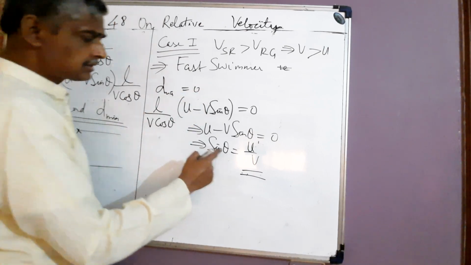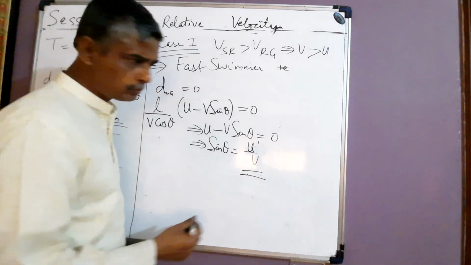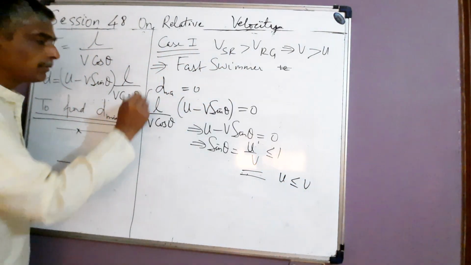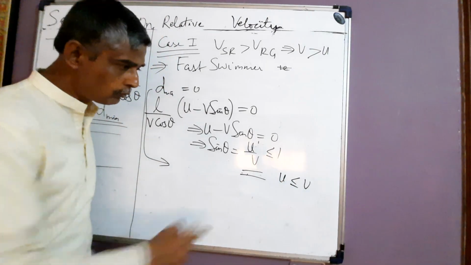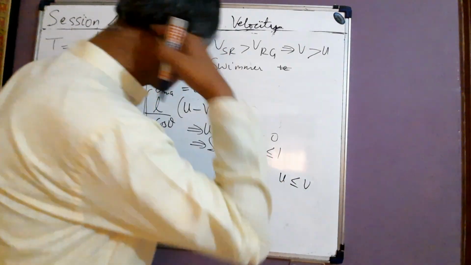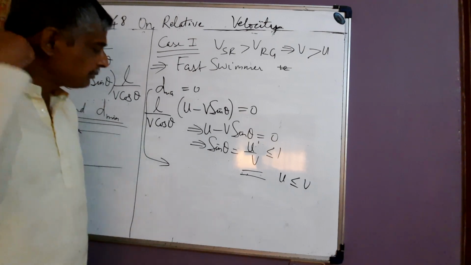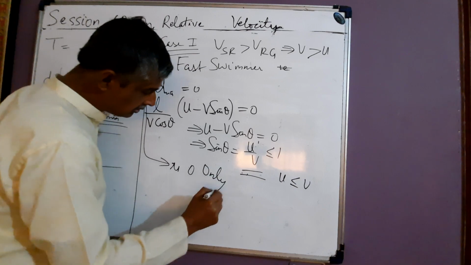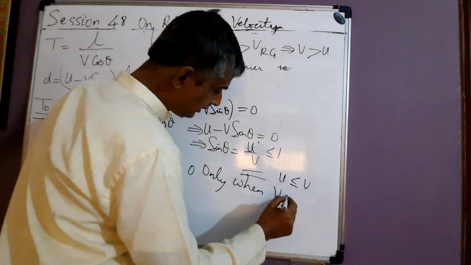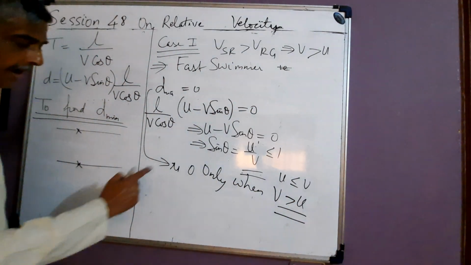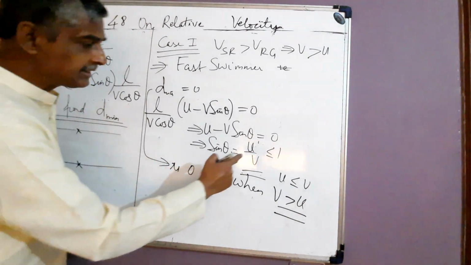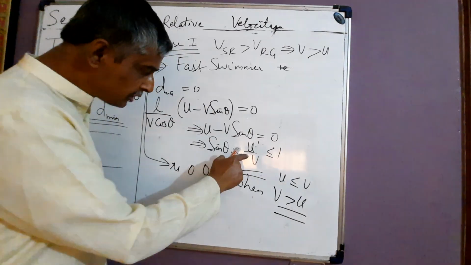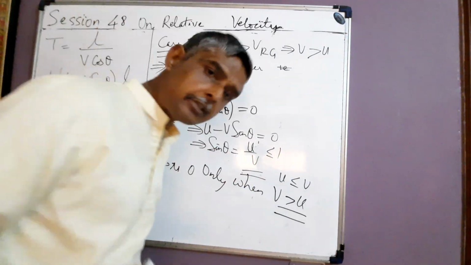Now from trigonometry you know that sin theta is always less than or equal to 1. So this has to be less than or equal to 1. So U has to be less than V. This means minimum drift is 0 only when V is more than U. Only then is minimum drift 0. So D minimum is 0 only when V is greater than U. And in this case the heading angle should be theta, where sin theta is equal to U by V. So for this value of theta, for a more energetic swimmer, D minimum will be 0. Alright, fine.